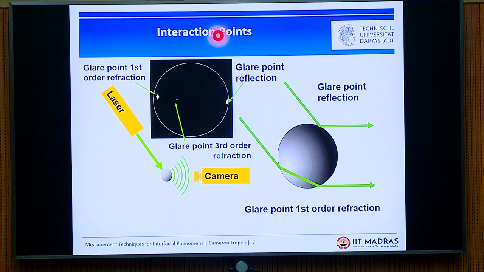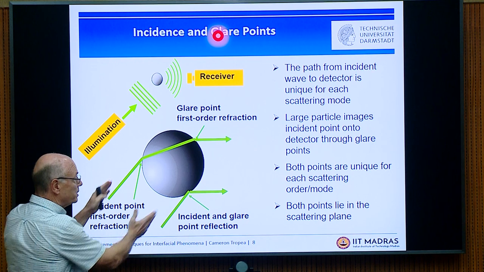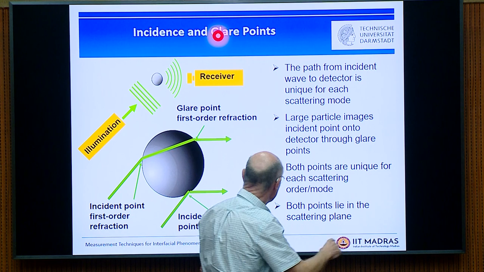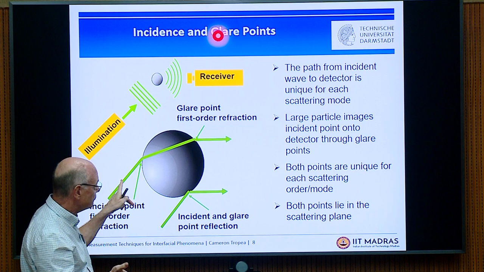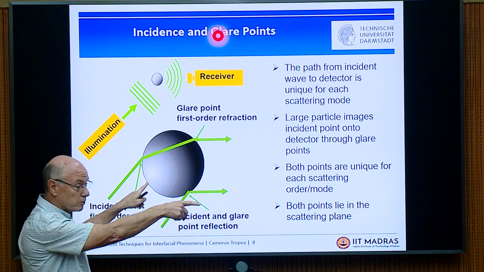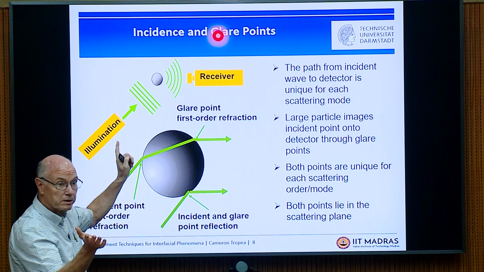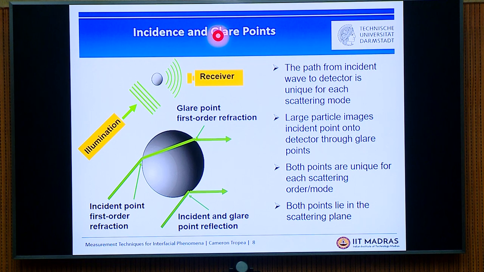So what it means is, if you're illuminating from some side and you have a camera over here, there's really, for any one mode, a reflection, first order refraction, there's only one way into your camera. The ray here is not going to make it to your camera. And the ray here is also not going to make it to the camera. You'll only see these two spots. So this is what I've said. The path from incident wave to detector is unique. That's not completely true. The rainbow, you have two ways into the camera, but let's leave it for that.